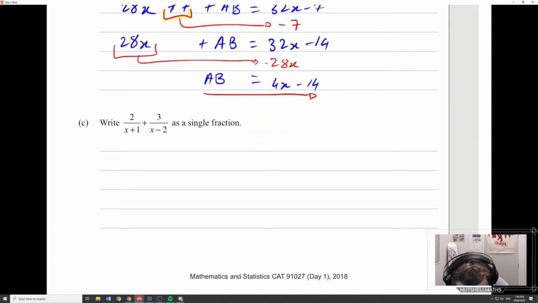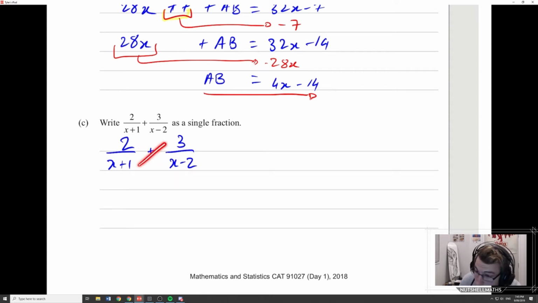Right? To cross multiply, I'm going to use probably a lot of paper. 2 over x plus 1 plus 3 over x minus 2. I'm going to do multiplication like this. Where I multiply this and put it on the top. Multiply this and put it on the top. And multiply this and put it on the top. Let me show you what it looks like.